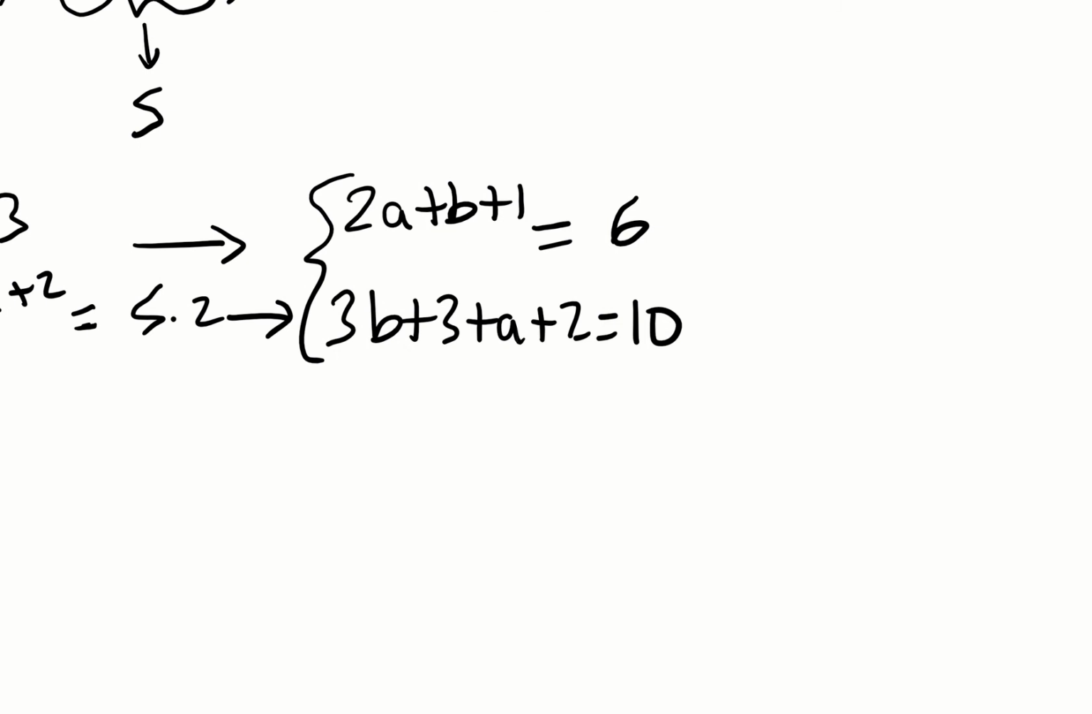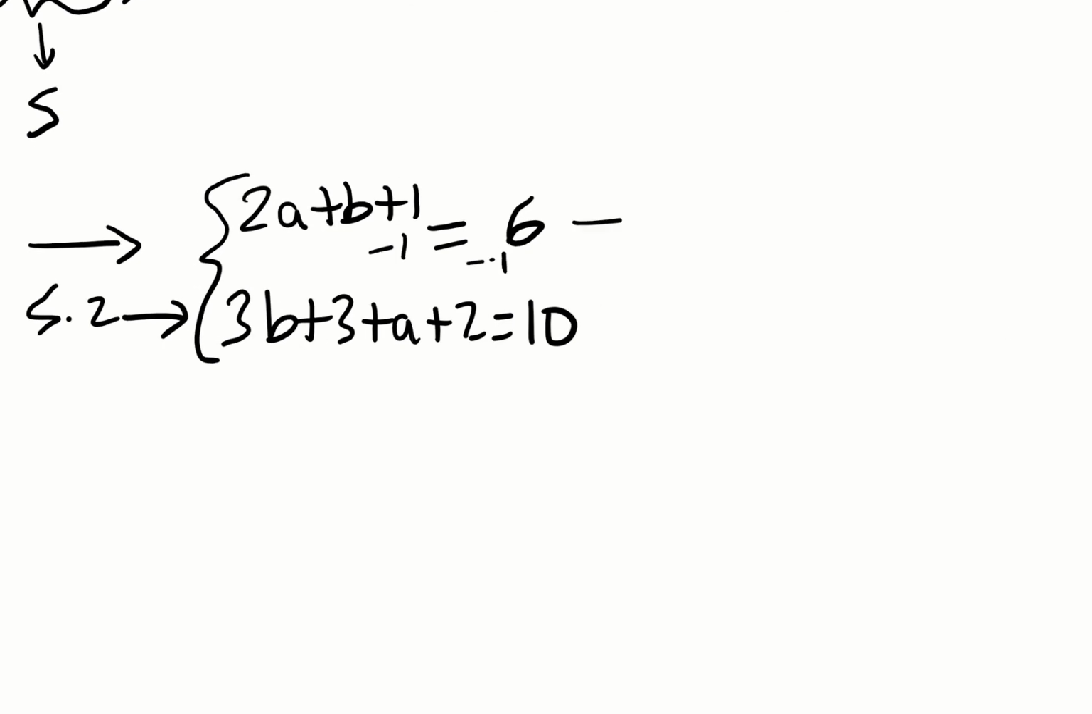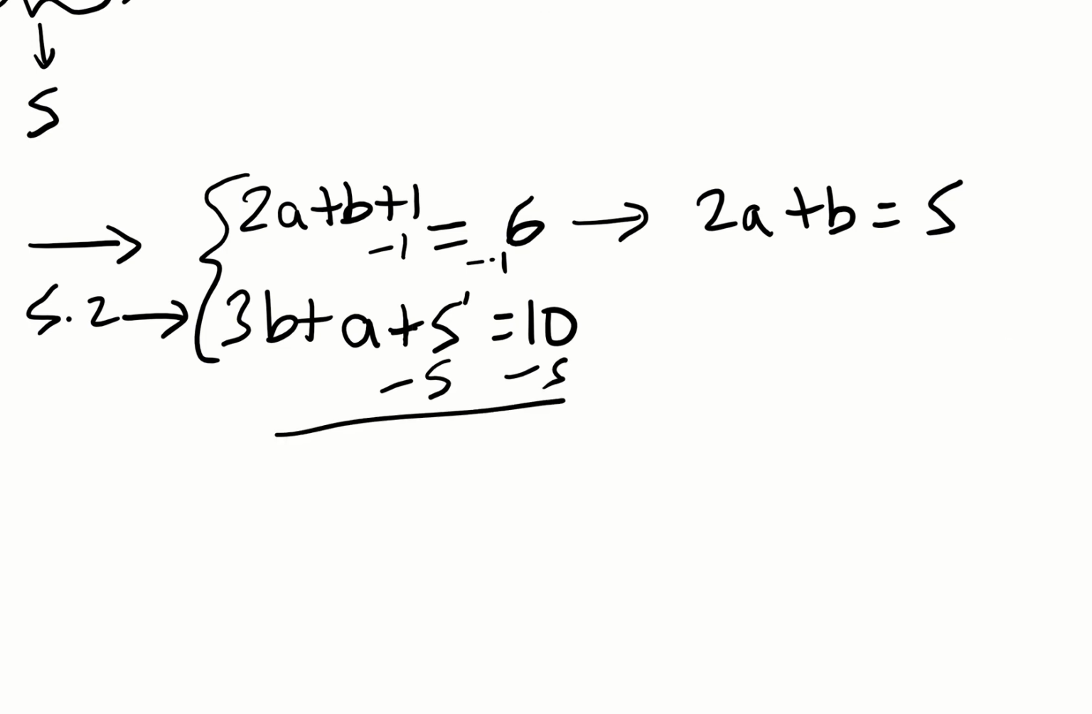And so now, let's move this 1 over to the other side. And so we have 2a plus b equals 5. That looks easier. Let's combine the 3 and the 2 here. The 3 and the 2, that makes 5, right? So let's change this to a 5. 3 plus 2 is 5. And just kind of sandwich the a in the middle. All right, let's now get rid of this plus 5 by subtracting it on both sides. And so now we get 3b plus a equals 5. Okay, so we got here these two equations.